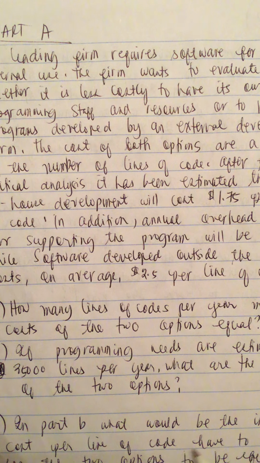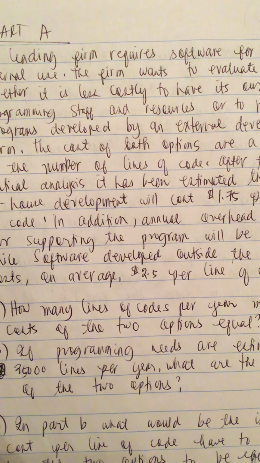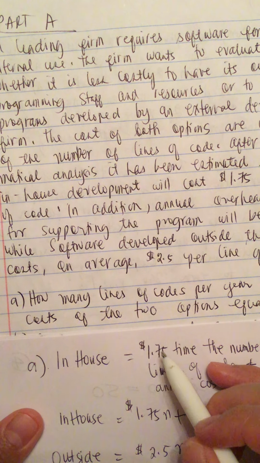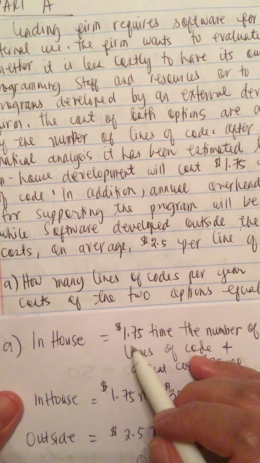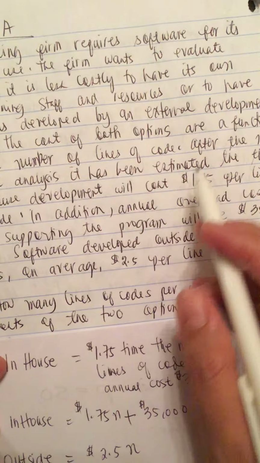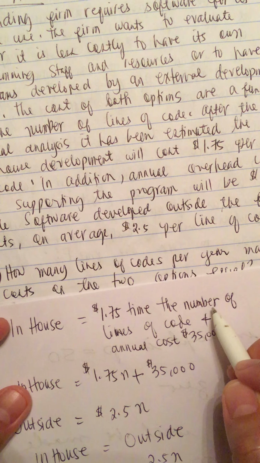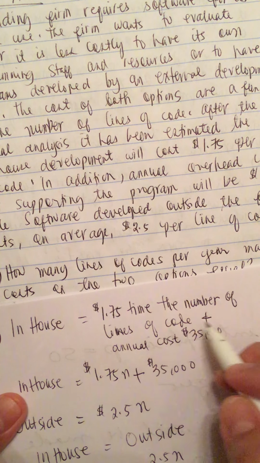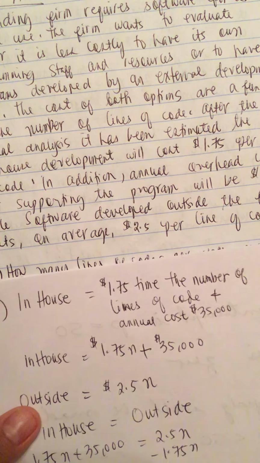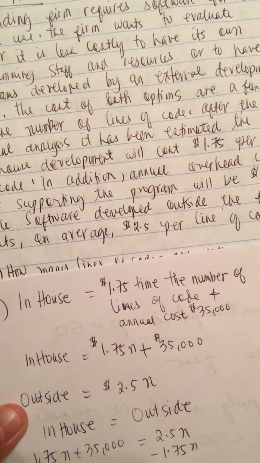And then in part C, what would the in-house cost per line of code have to be for the two options to be equally costly? So let's do A. The in-house function is equal to the cost per line of code, which is 1.75, multiplied by the number of lines of code, plus the annual overhead cost, which is $35,000. So the function is 1.75 times n plus $35,000.